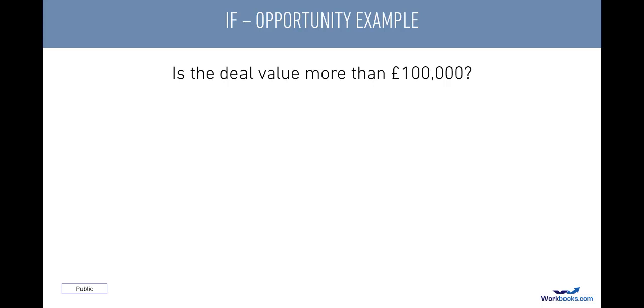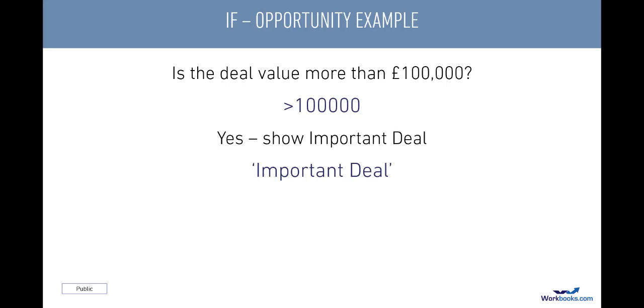Let's have a look at a more real example. Imagine you want a column on a report that tests whether or not the value of the opportunity is greater than £100,000. And you'd write it something like that. If the answer to the test is yes, the value is more than 100,000, you want to show the words important deal, which you'd write like this.